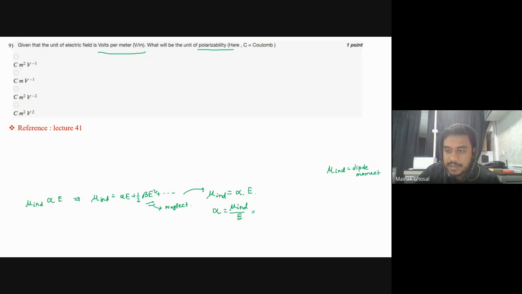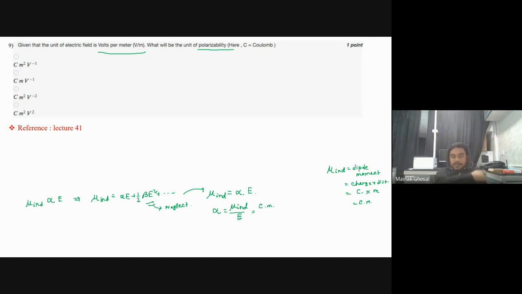And you know what is dipole moment? Charge into distance, right? So charge is written as coulomb, okay? Because here written as C is coulomb, and distance I can write it as meter. So I can write charge times distance as coulomb meter. Not this is the chief minister, this is coulomb meter. Okay.